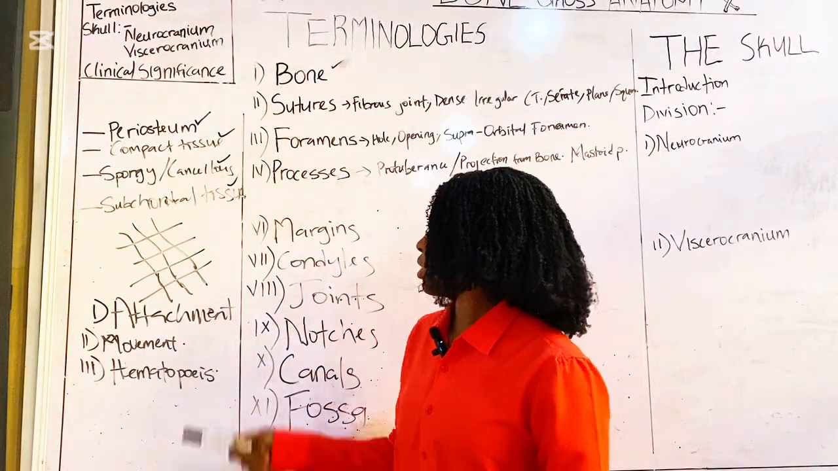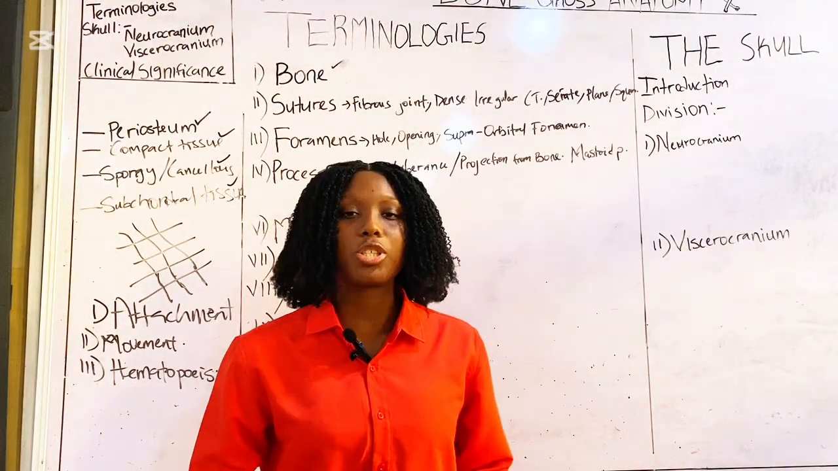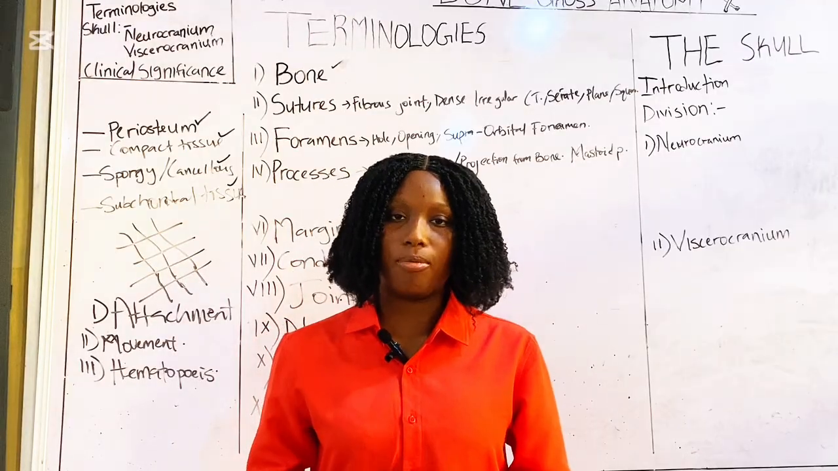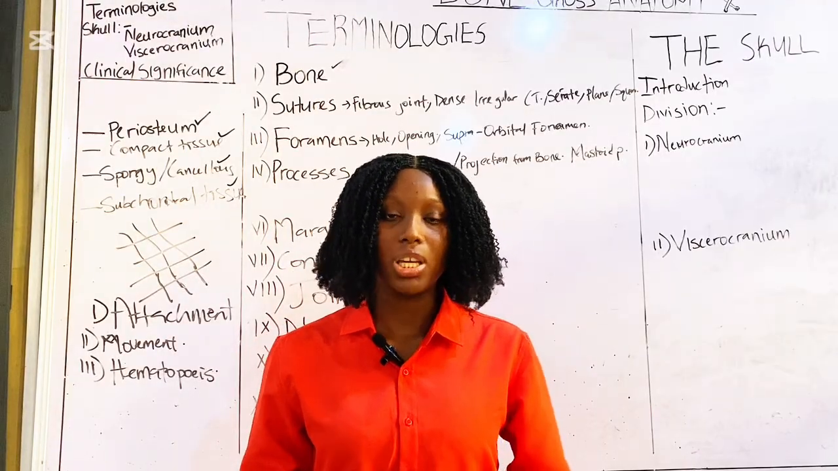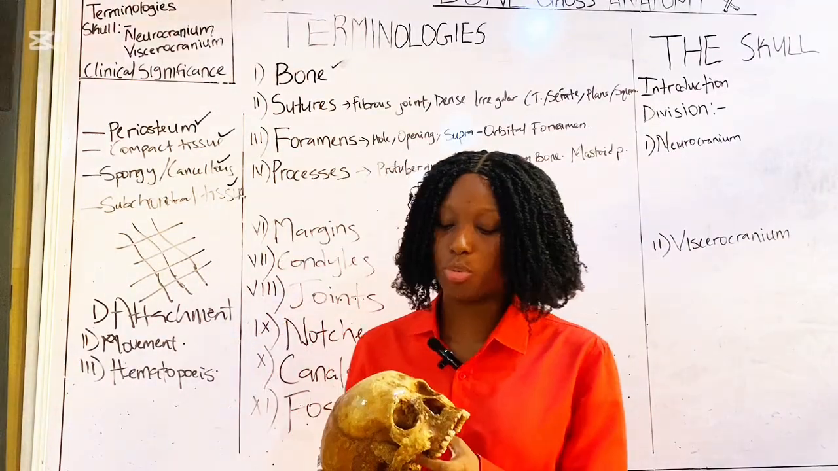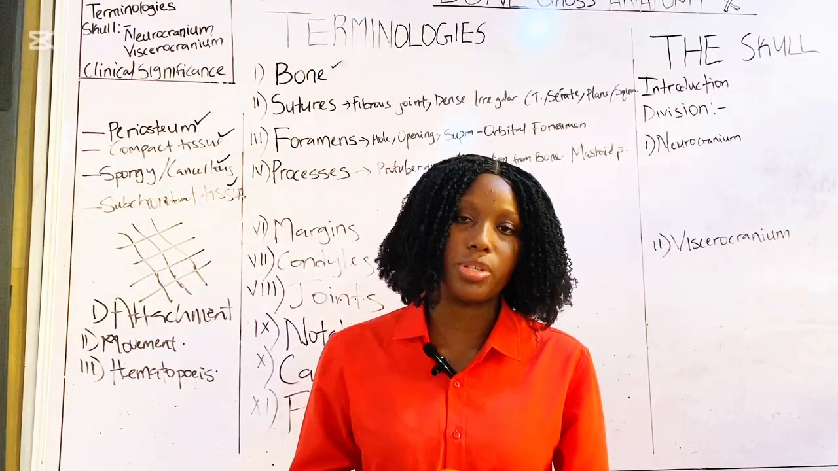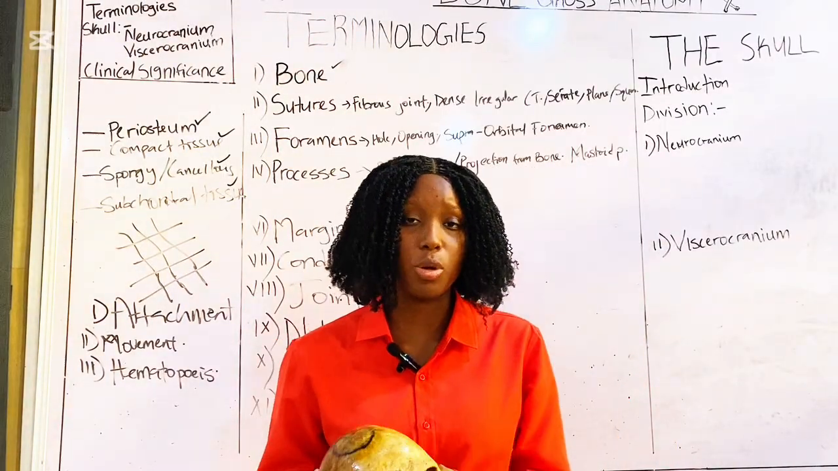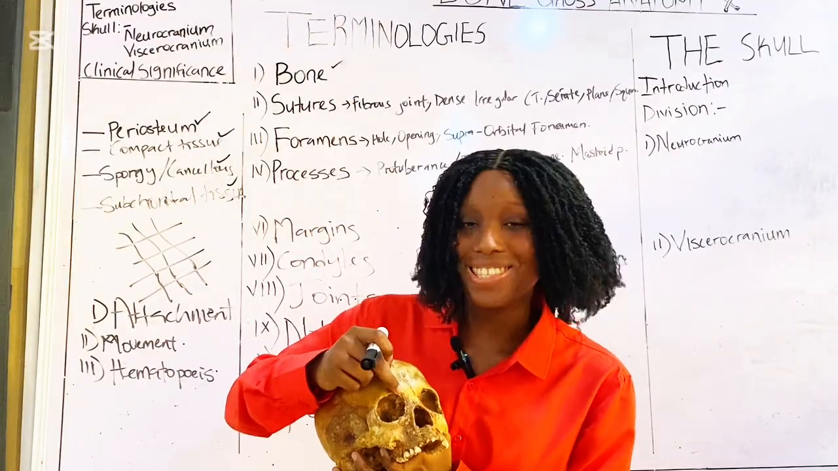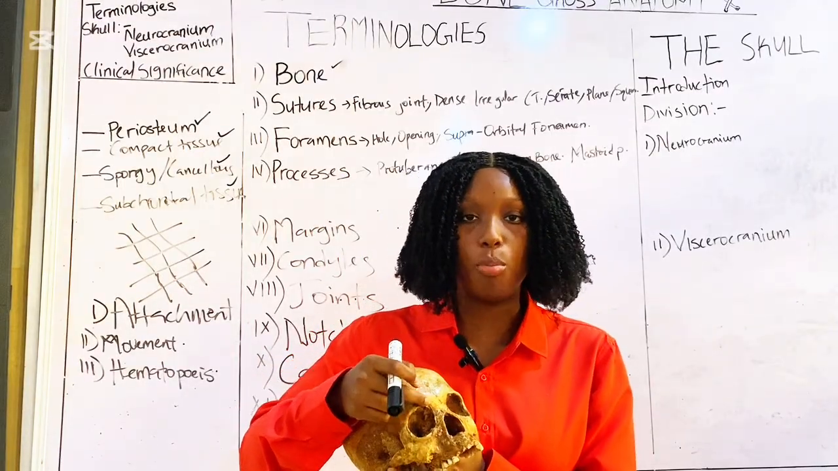Next thing we're going to talk about is the margin of a bone. The margin of a bone is the edge or the border of a bone or along the bone. In this case, we're going to use the example of the supraorbital margin. Yes, we really like supraorbital today. It is the edge or the border of a bone.